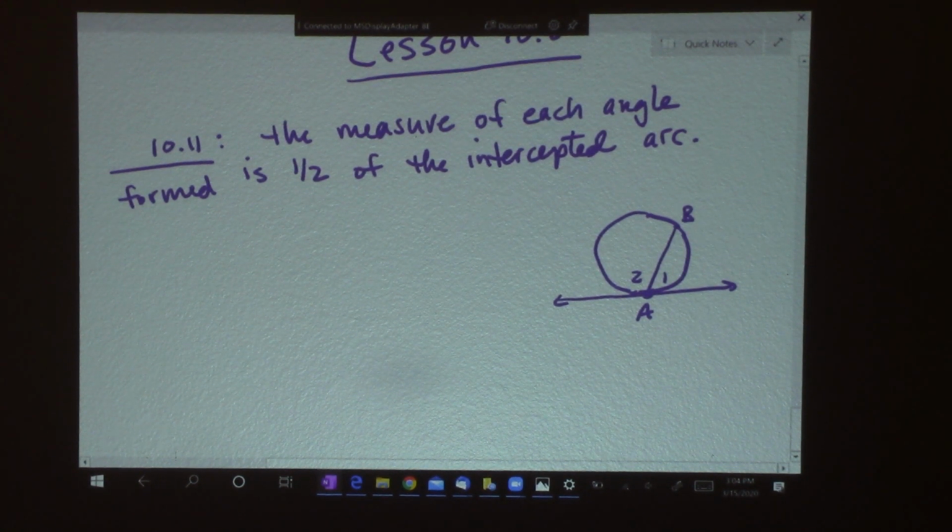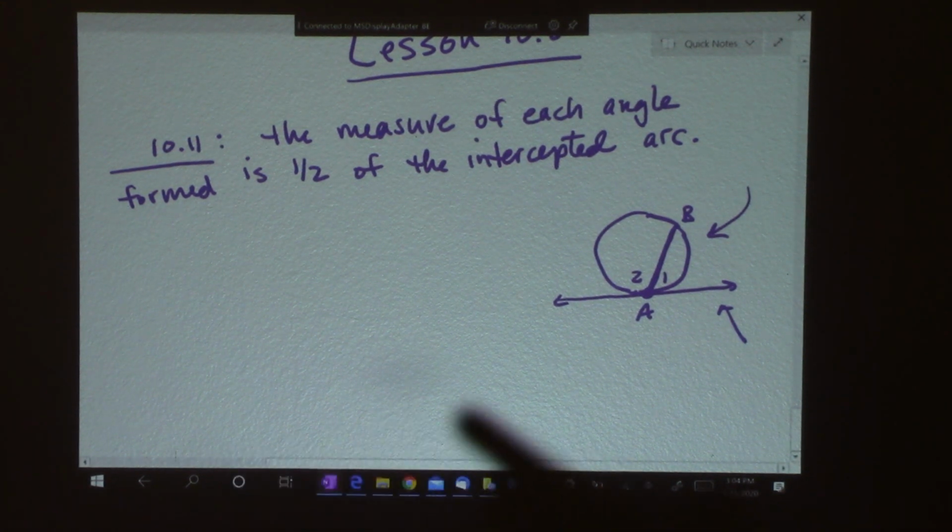So you can see you have a tangent, that's that line right there, and you have a chord. You have chord AB in the circle right here. So they intersect at a point on the circle, and what does that mean? The measure of each angle formed is half of the intercepted arc.